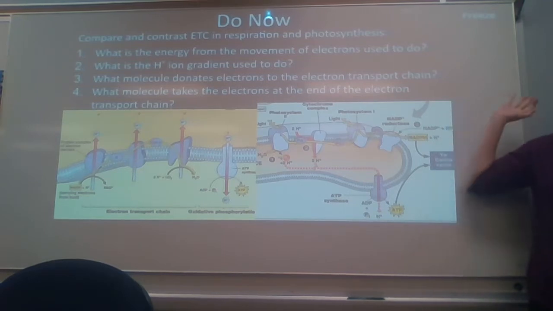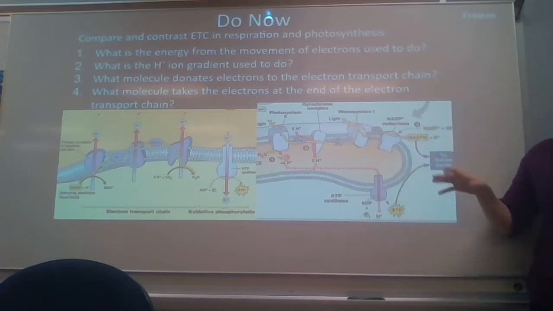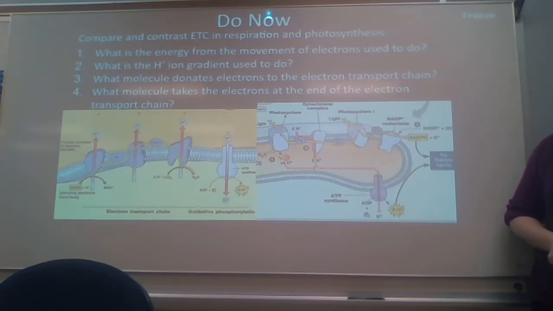One of the questions in the quick check for the 8.5, I asked you to compare and contrast these, so I thought that'd be a good thing to talk about here at the beginning of class. The first two questions are similar about the two processes. The 3 and 4 are differences. So number one, what's the energy from the movement of electrons used to do?